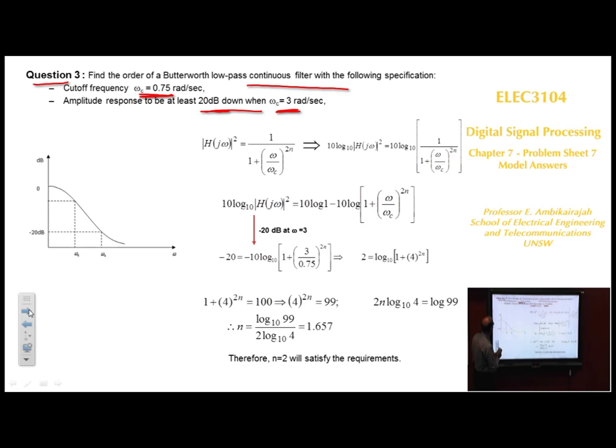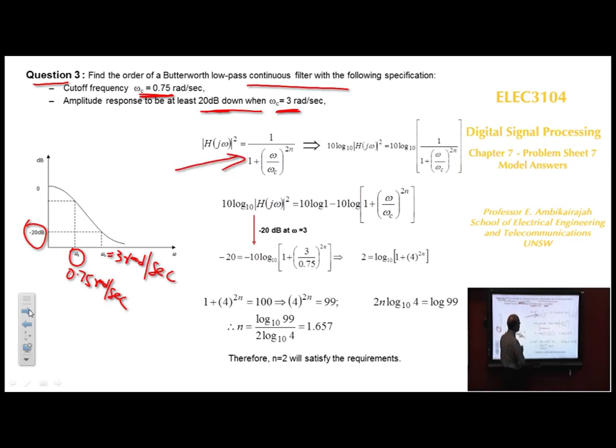the cutoff frequency omega c is there, and then it is 20 dB down when your omega s is going to be at 3. Even though we call this 3 radians per second, and this one is 0.75 rad per second. That's your graph. Start with our normal equation.